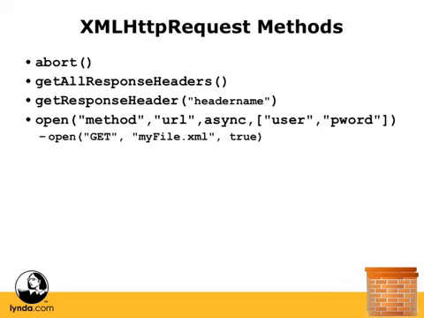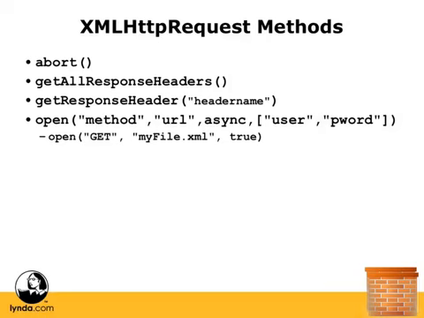The most common example that we'll be seeing a lot of is an open, passing it a get, then passing it a URL, which is going to be something like myfile.xml, and then passing it a value of true. The async flag can be true or false. Asynchronous is true, which means that everything is going on without your code having direct control over it. If we set async to be false, then the request is what's called synchronous, which means your code is going to sit and wait for anything to come back from the server.